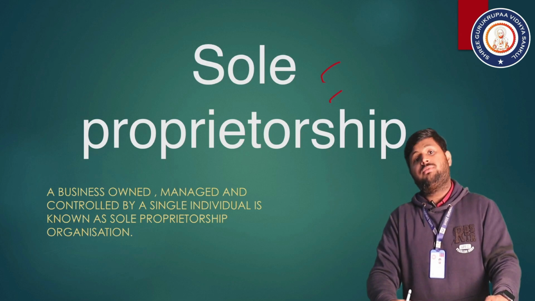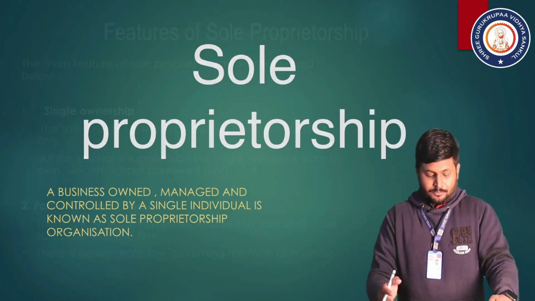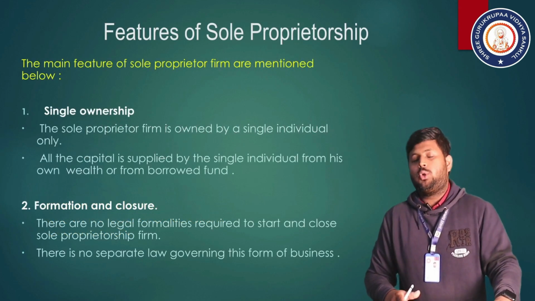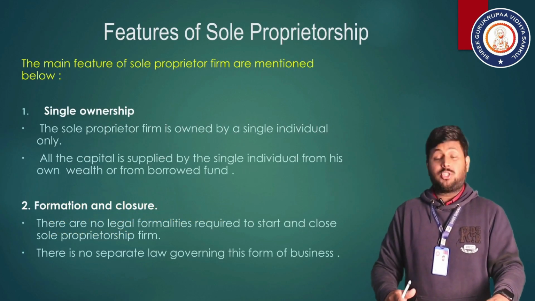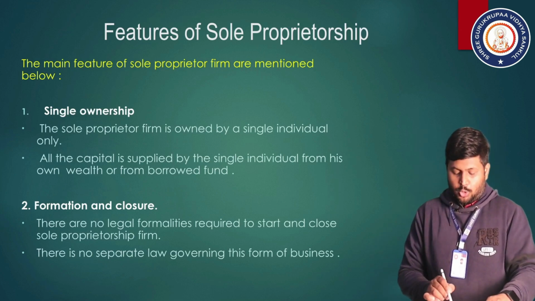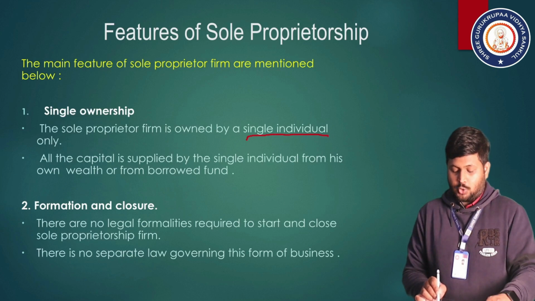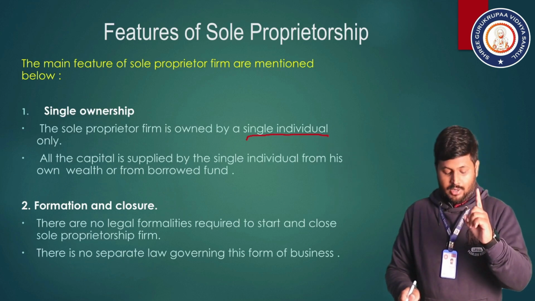So let's see the features of sole proprietor to understand it in a better way. The main features which we are going to cover are five in total. Let's see the first one. What is this? Single ownership. The sole proprietor firm is owned by a single individual. The first thing we have to see is that the firm is owned by a single individual.